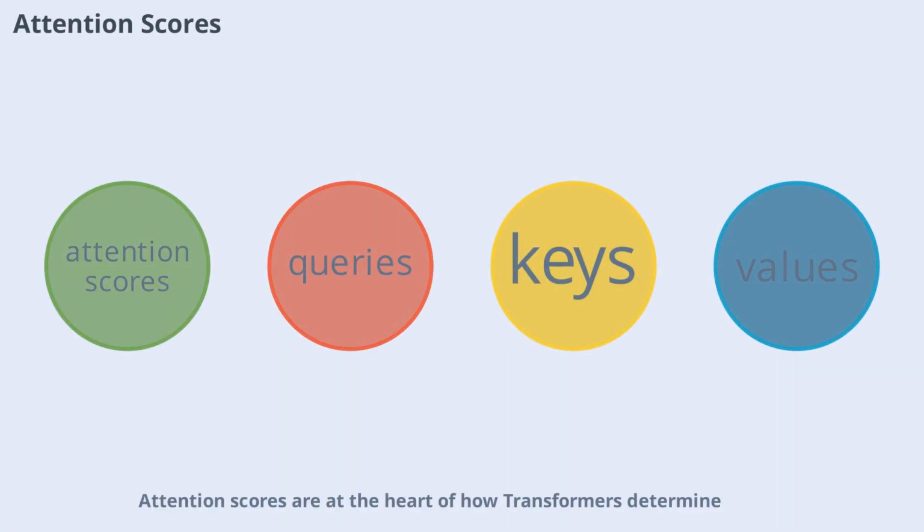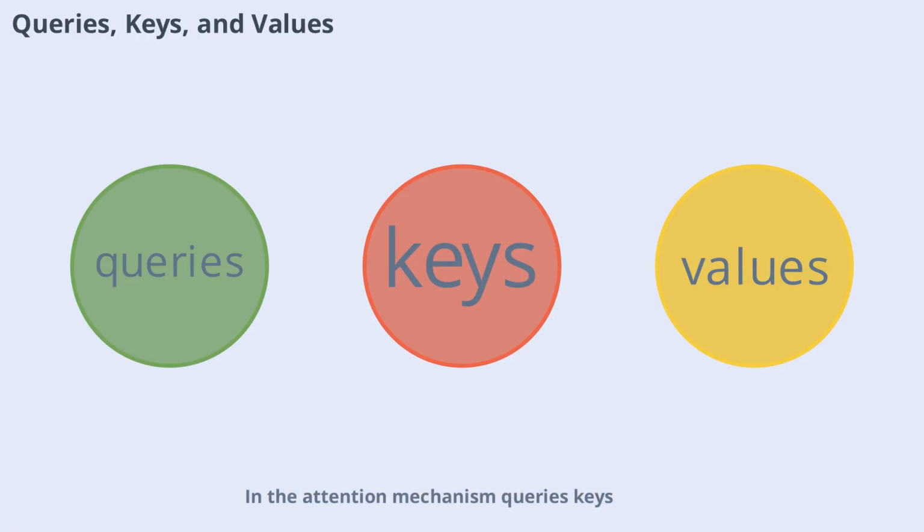Attention scores are at the heart of how Transformers determine which parts of the input are most relevant for each output. These scores are calculated using queries, keys, and values derived from the input embeddings. By computing dot products and applying a softmax function, the model assigns weights to each input position, guiding the focus during processing.